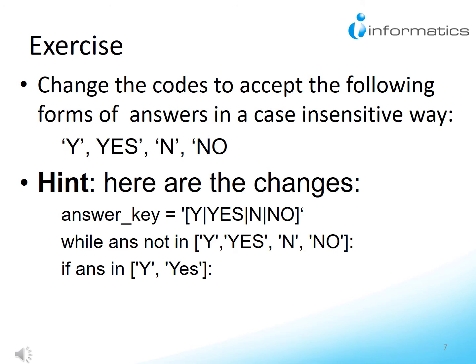Exercise. Change the codes to accept the following forms of answers in a case-insensitive way. Y, yes, N, and no. Here are the changes. 1. Answer key equals Y, yes, N, no. 2. While answer not in list of Y, yes, N, no. 3. If answer in list of Y, yes.